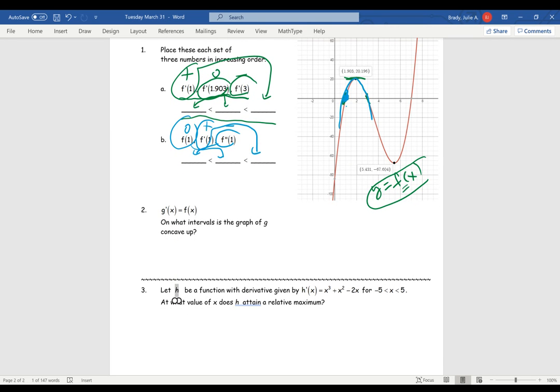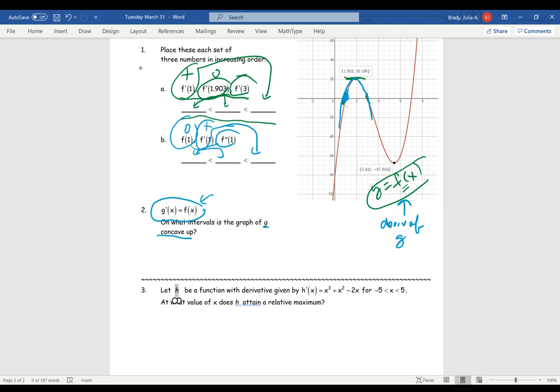Okay, so g prime is f. Oh, now this is a derivative graph. They do this a lot. So this is the derivative of g. So how do we know when g is concave up when we're looking at its derivative?